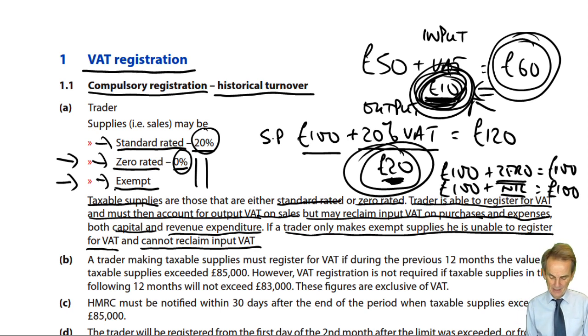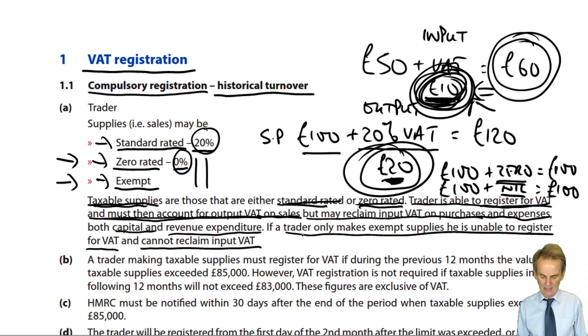So to repeat here, taxable supplies are either standard rated at 20% or zero rated at obviously 0%. The trader is able to register for VAT and must then account for output VAT on sales. If we make taxable supplies, we are able to register for VAT. Again, we'll discuss later, if we make such taxable supplies, we can voluntarily choose at any point to register for VAT, or otherwise, compulsory registration will take place.